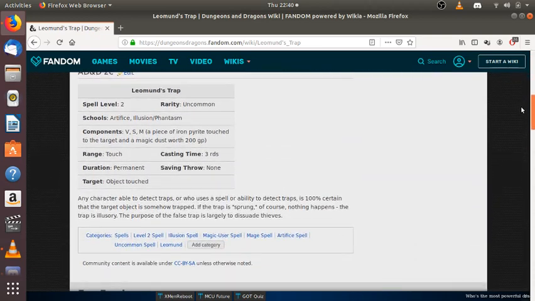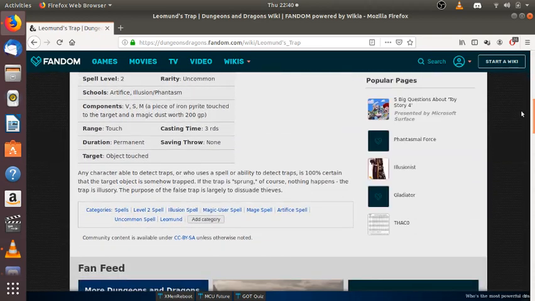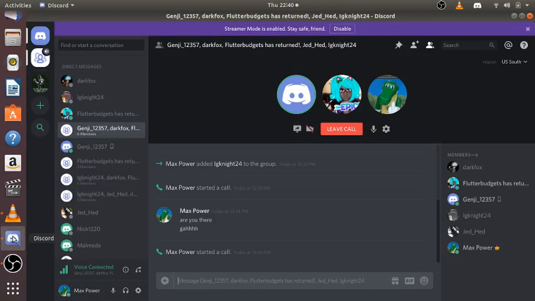No. See, basically, if the trap is sprung, it's illusionary. Nothing happens. So it seems like it's a reverse of hiding a trap, essentially. It basically makes you assume there is a trap, when it's designed to confuse a rogue.